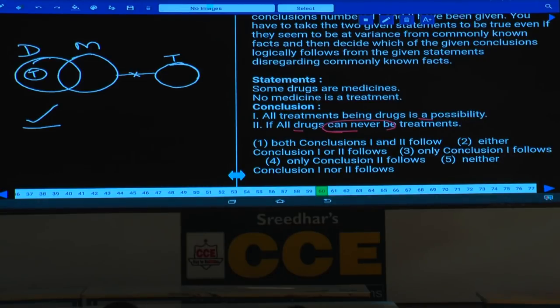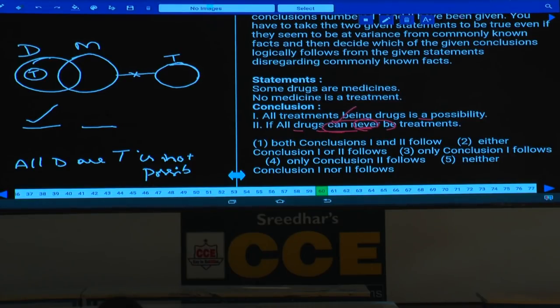Then coming to the second one. What is the second one here? All drugs can never be treatments. Never stands for what? Negative. Can stands for what? Possibility. And the same thing can be written as all drugs being treatments is not possible, because never stands for negative, can stands for possible. Hence the same thing can be written like this: all drugs being treatments is not at all possible.